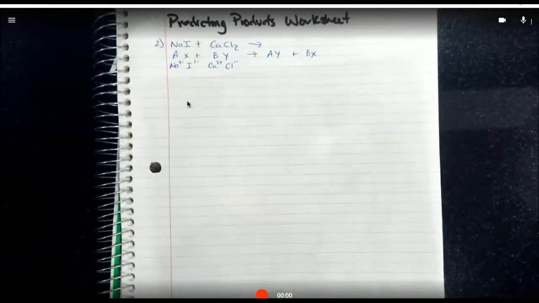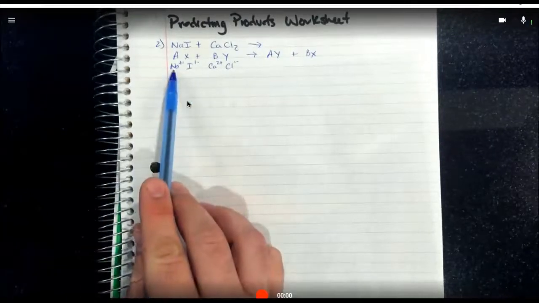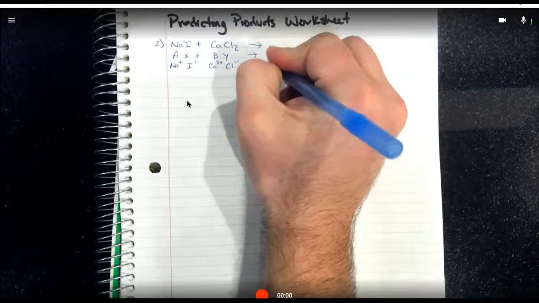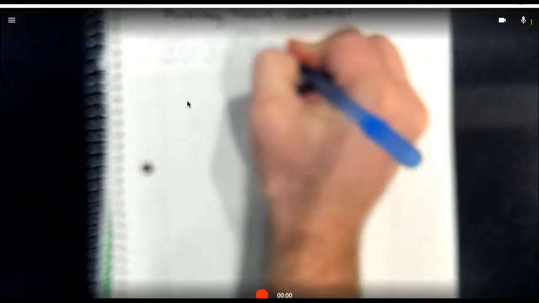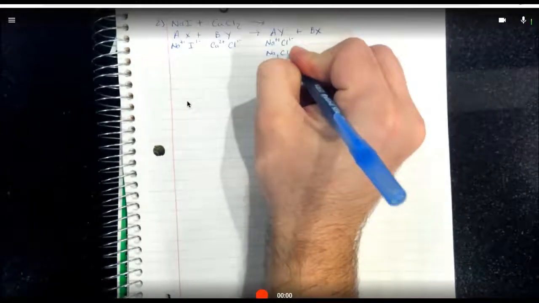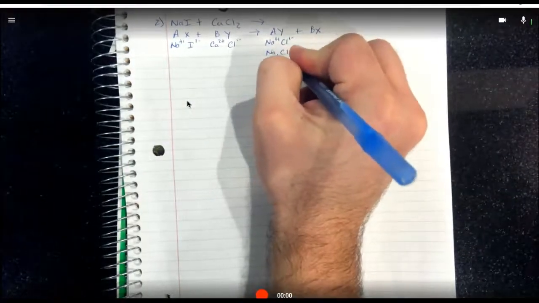So now we want to recombine these. A, sodium, plus Y, chlorine. Sodium has a plus 1 charge, chlorine has a 1 minus charge. So when these combine, we end up with Na1Cl1, and then clean it up, NaCl.